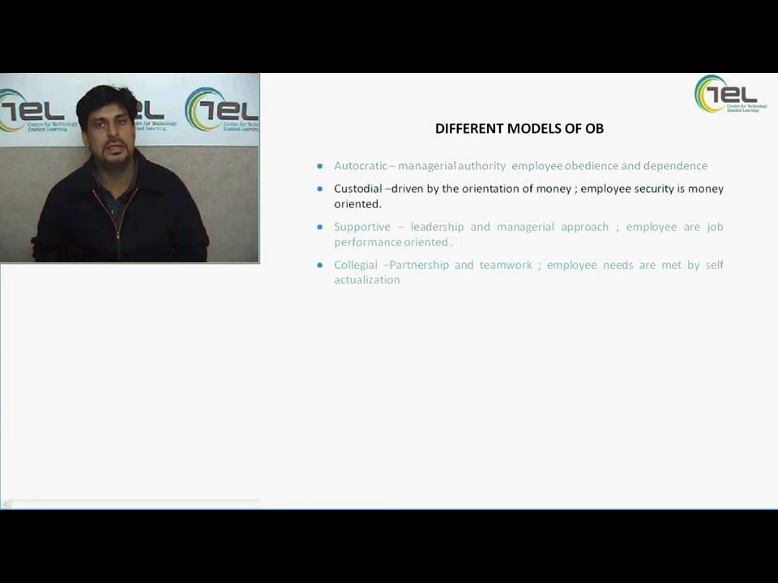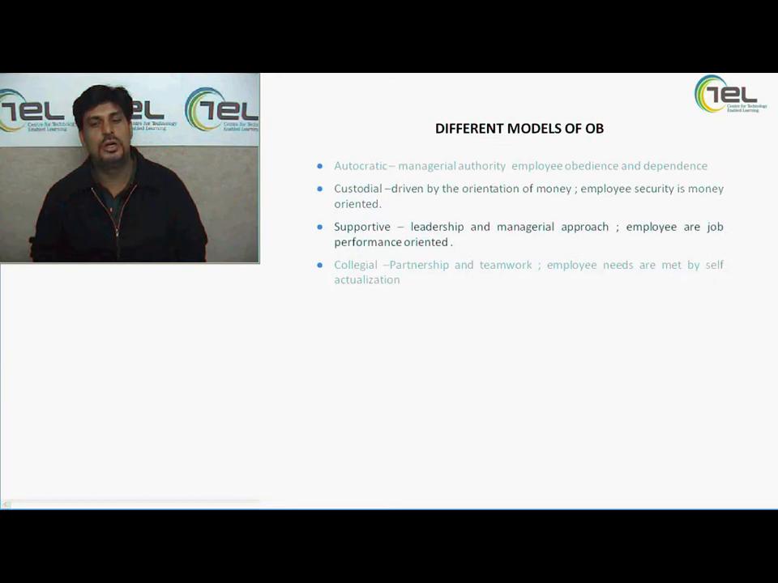The second are the custodial type of models. These are models which are driven by money. In this, the employee security is basically money oriented, which means the people in these types of organizational structures are guided by the money factor, and their security is only ensuring the inflow of money.